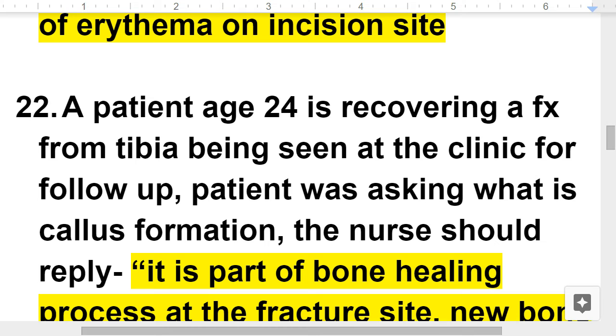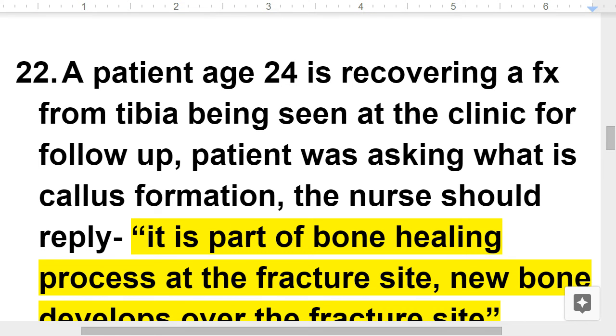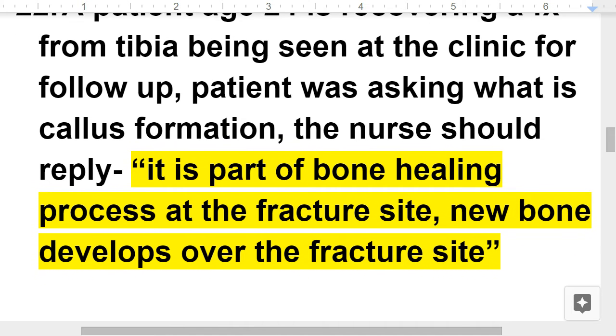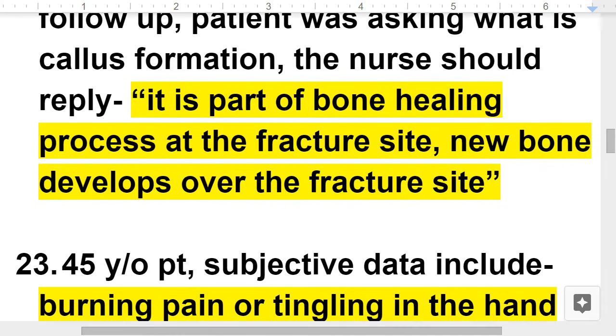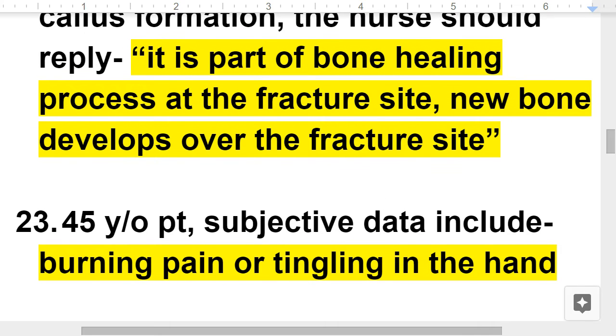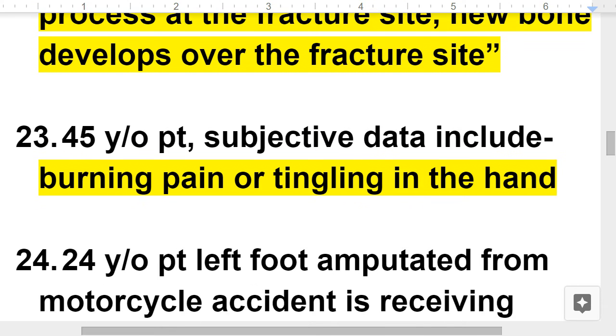A 24-year-old patient recovering from a tibia fracture is seen at the clinic for follow-up and asks what callus formation is. The nurse should reply that it is part of the bone healing process at the fracture site, where new bone develops over the fracture site.